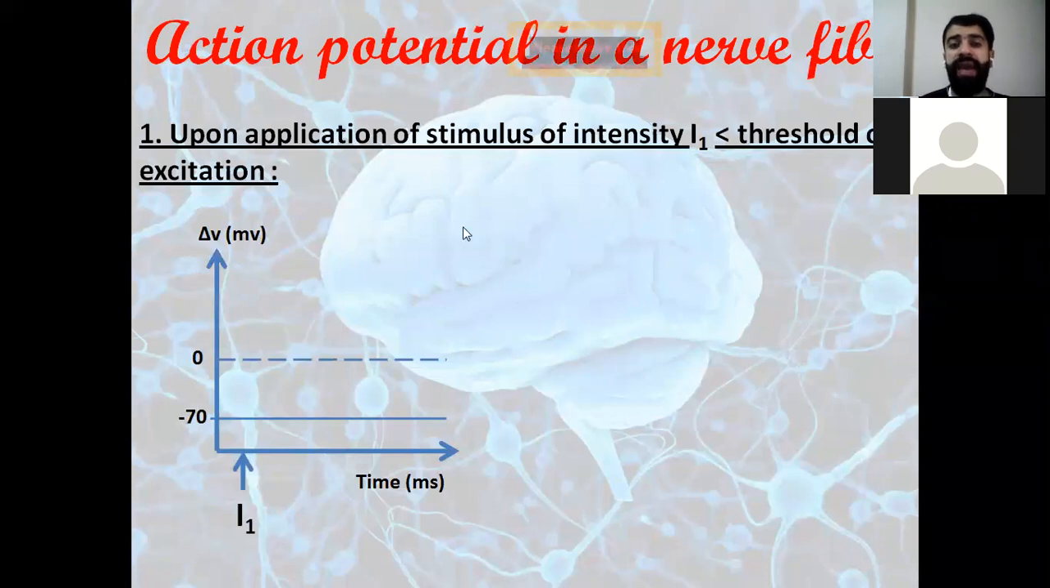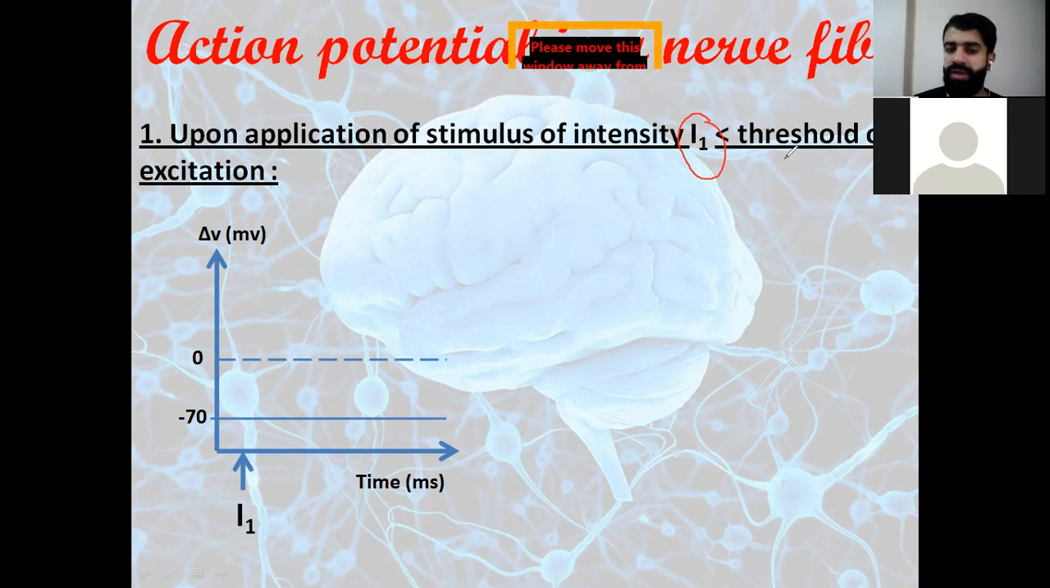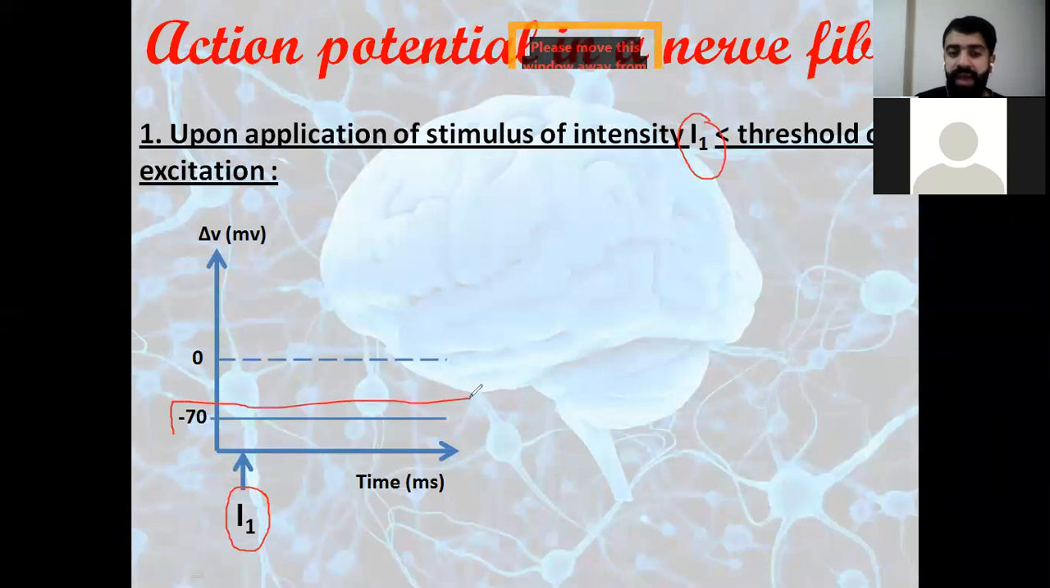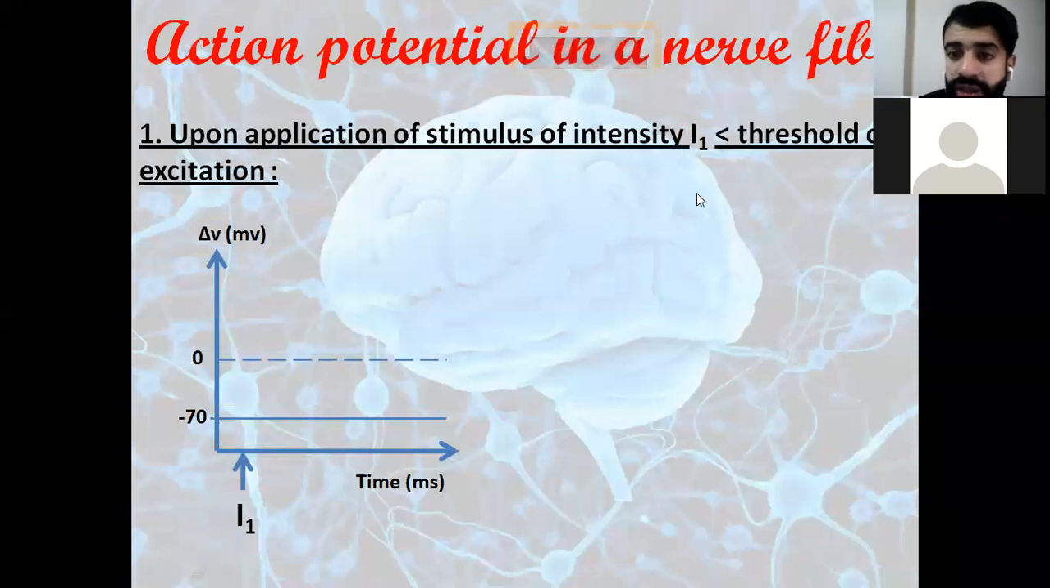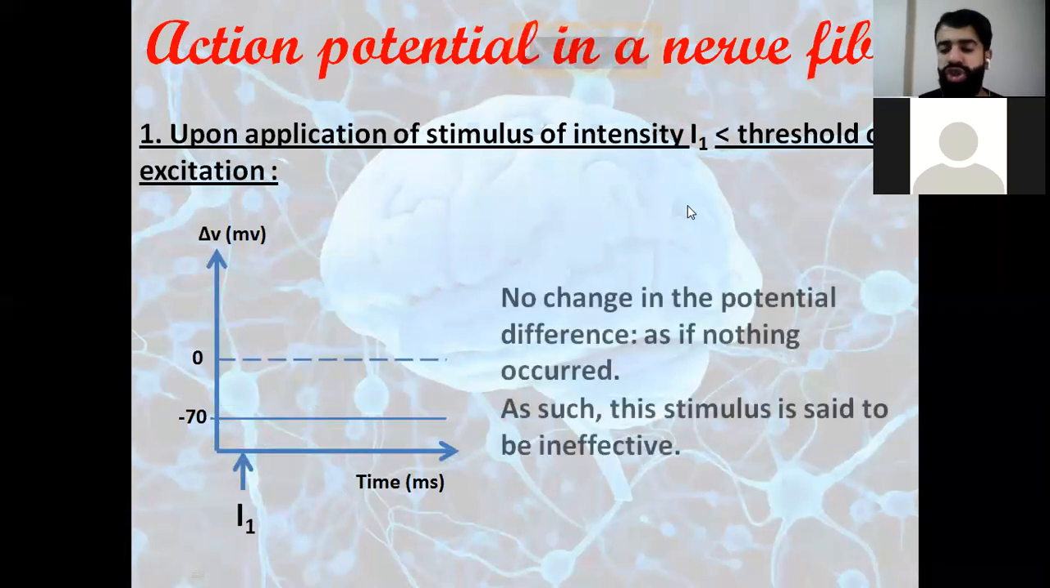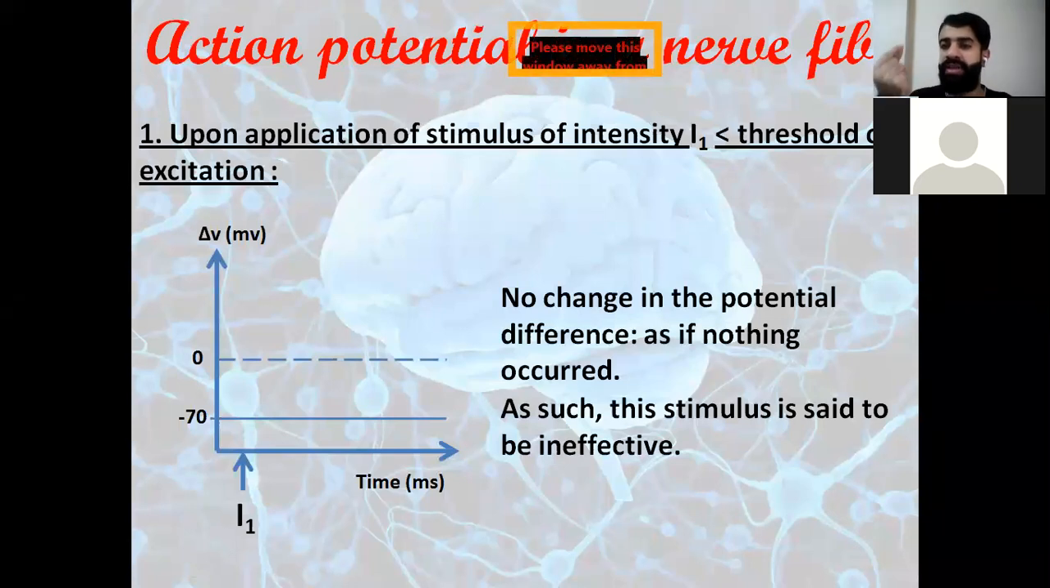While upon application of a stimulus of intensity I1, this is the intensity I1, I1 is less than the threshold of excitation. So applying a stimulus of intensity I1, there is no action potential. It remains at minus 70 millivolts, like the resting case. So here it's less than the threshold of excitation. What will happen? There is no change in the potential difference, as nothing happened. So this stimulus is said to be ineffective. Why is it ineffective? Because it didn't cause the appearance of an action potential.